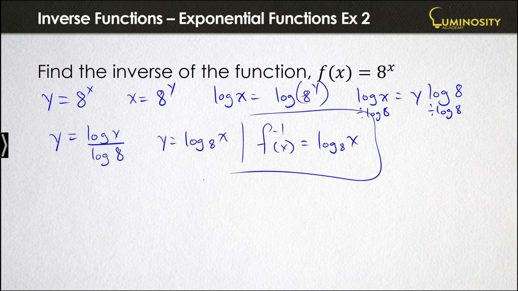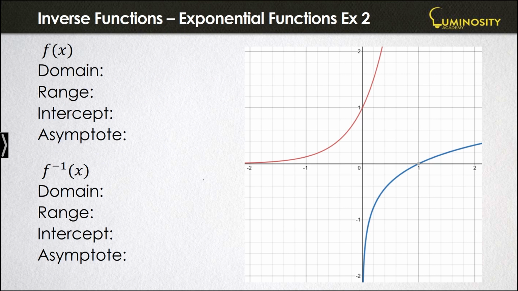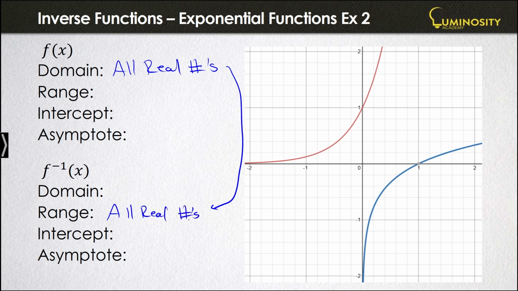Now, if we take this and put it into a graph, we can see what our functions look like. Now for this f of x, we want to know what this equals. If we look at the red line, we can see that the domain is all real numbers. And if you remember what we were doing before in terms of domain and range with our inverses, you know that this domain becomes this range. So the range is then going to be all real numbers. And if you look at the blue line, you can see that that's true.